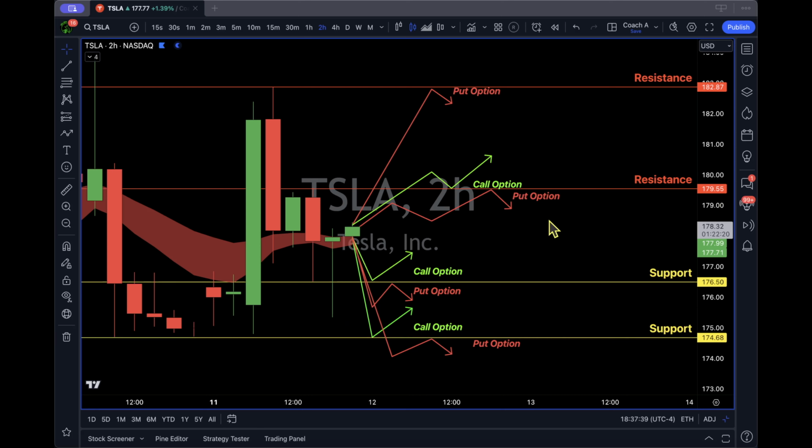These rejection areas, guys, are key for your trading game, okay? Look at these lines right in there. We're looking for rejection or bounces, okay? Look at this. We're looking for a bounce, get into a call. Here, we're looking for some rejection. We get into a put.